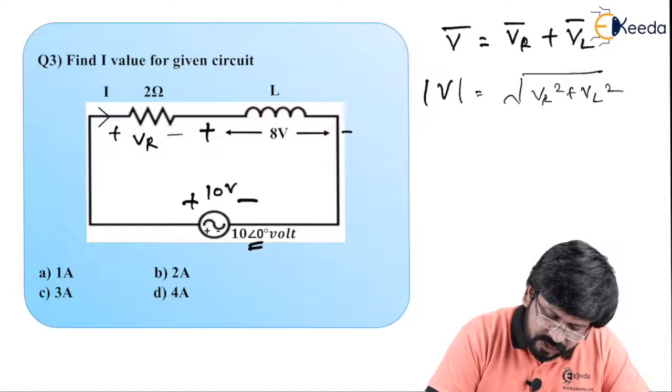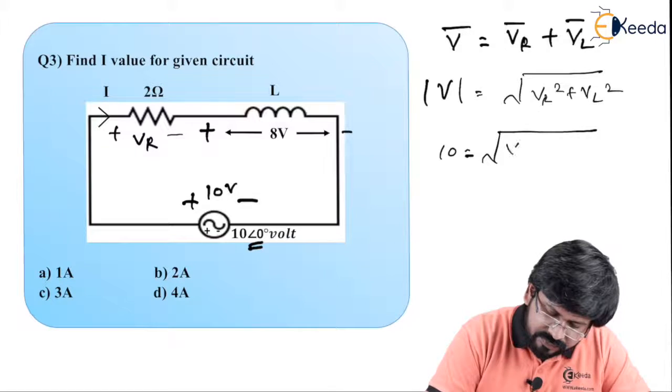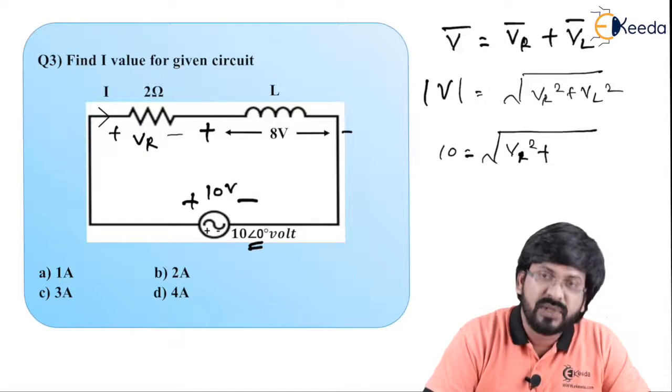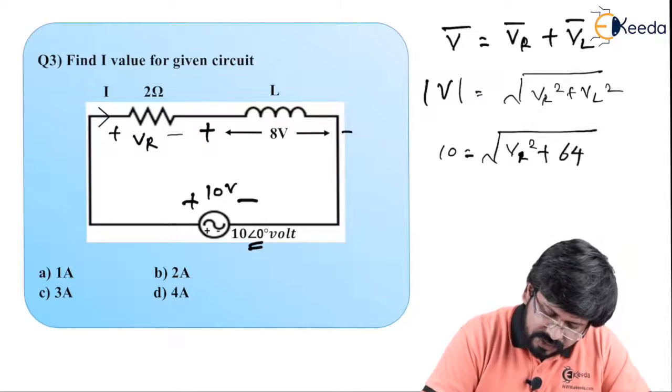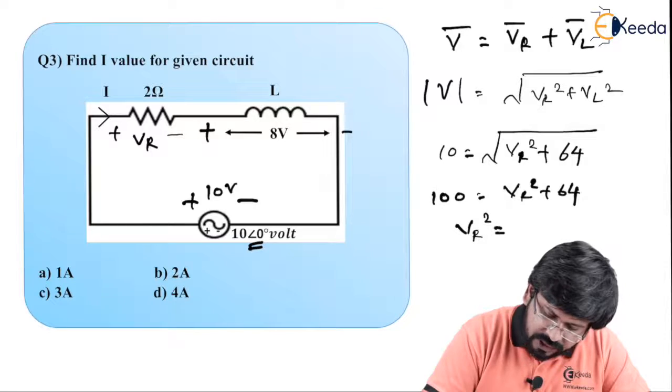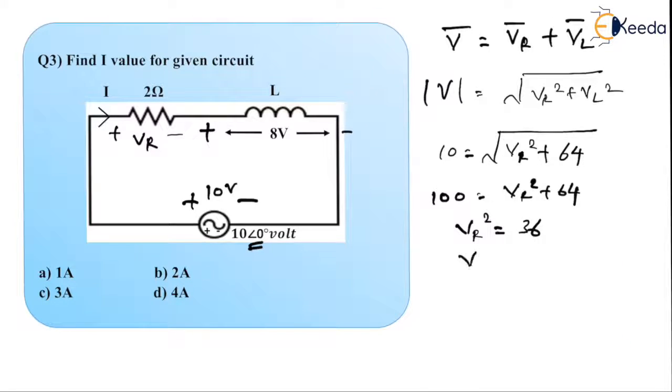As you can see, the supply voltage magnitude is given, it is 10 volt. So I can substitute 10 equal to the square root of VR square plus VL square. As you can see, VL is given as 8 volt. So 8 square is 64. Squaring on both sides, you get VR square plus 64 equal to 100, or you can write VR square equal to 36. In a way, you can write now VR equal to 6 volt.